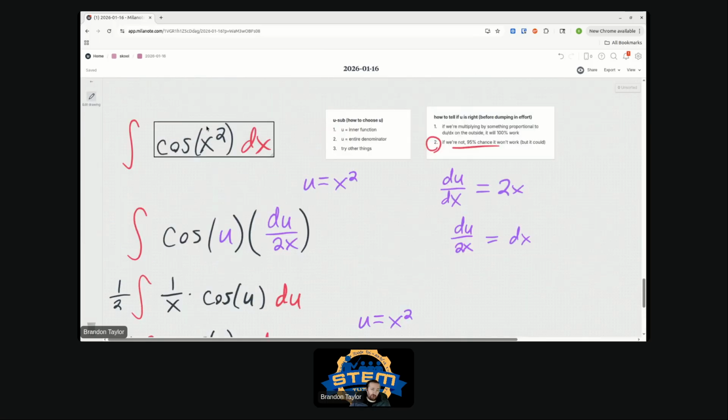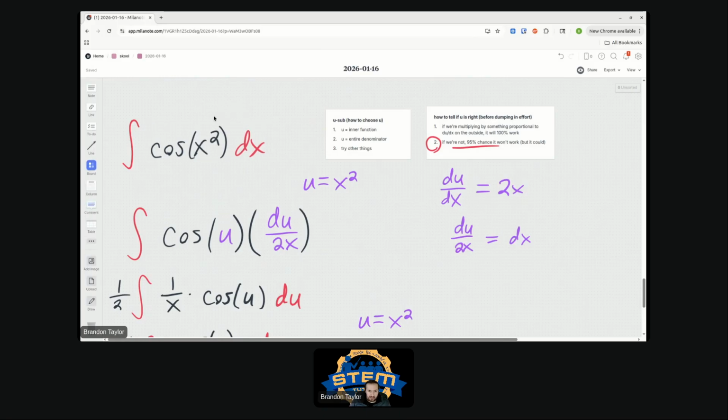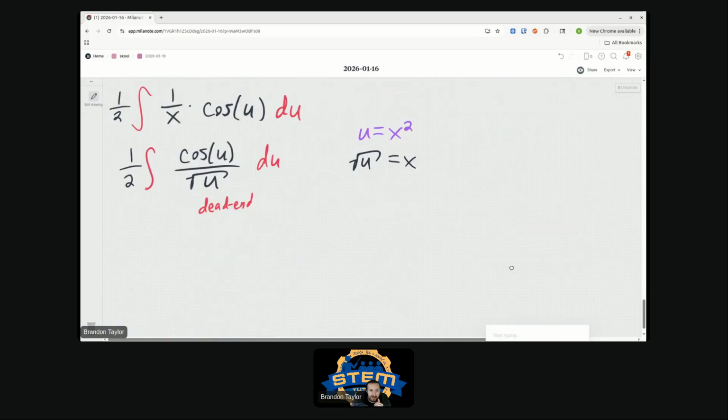You actually need to use trig identities. There's a clever idea called the power reduction identities from trigonometry. That's how you actually have to solve this. You can't solve it with U-substitution, at least not right off the bat. So this is what a dead end looks like.